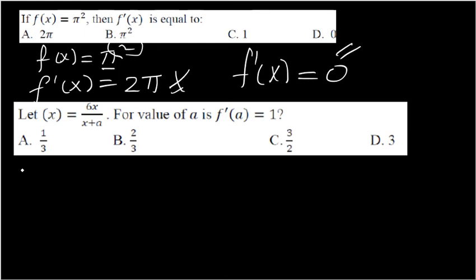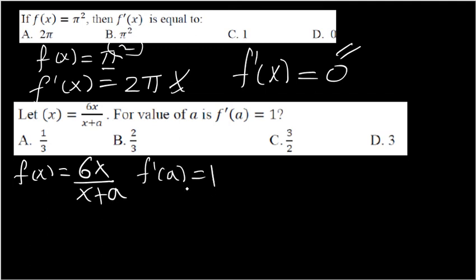The second one says f of x is equal to 6x over x plus a. So what is asked? We need to find a such that f derivative at a is equal to 1. The a value is asked, but f derivative at a is already given to you as a condition.